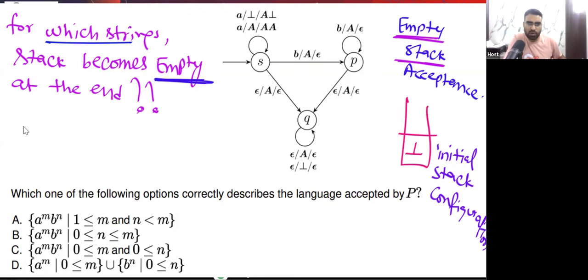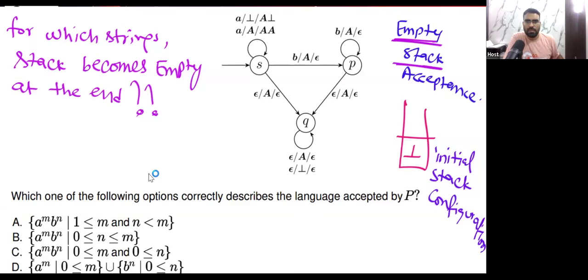Okay, so let me ask you, for example, what about this string A? Let's analyze this PDA for string A. Will it accept string A? Let's check it. First, let me give names to the transitions. Let me call this transition 1, transition 2, transition 3, 4, 5. I am giving names to the transitions so that we can do the analysis very easily. This is transition 7 and this is transition number 8. So these are the transition numbers I have given.